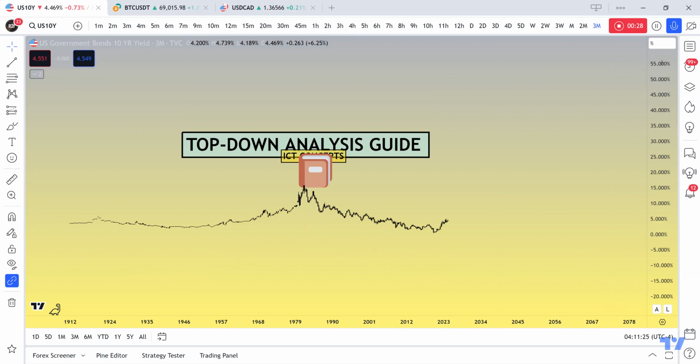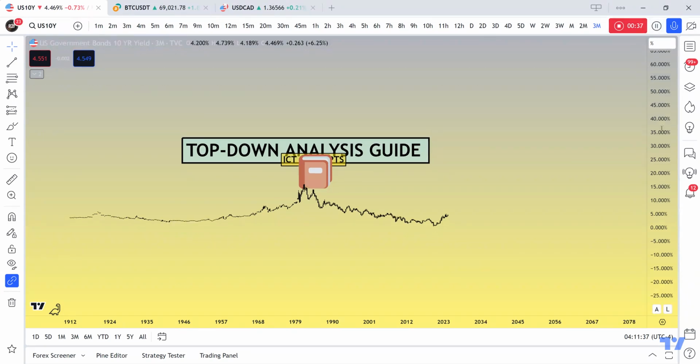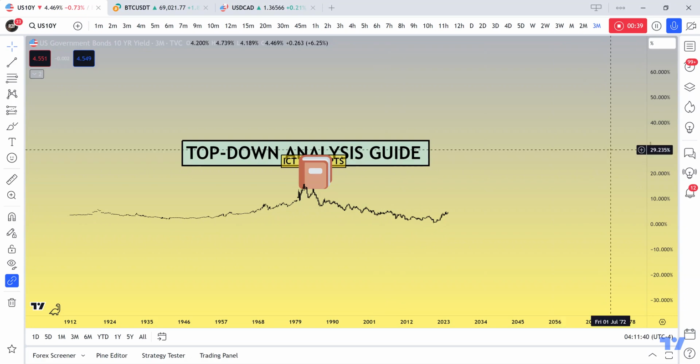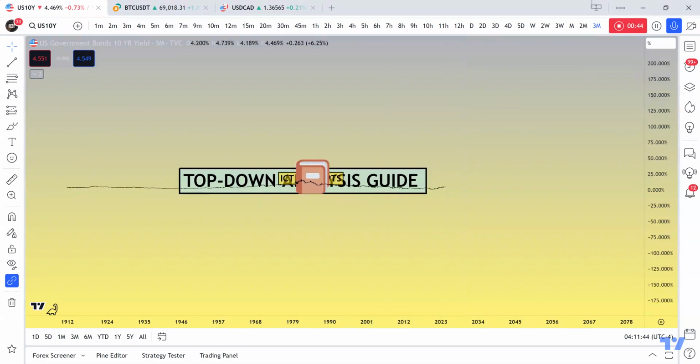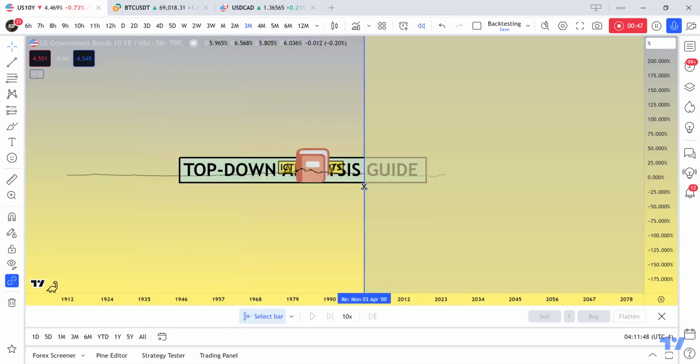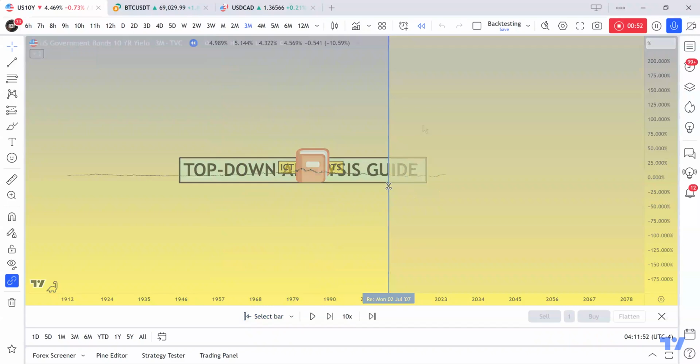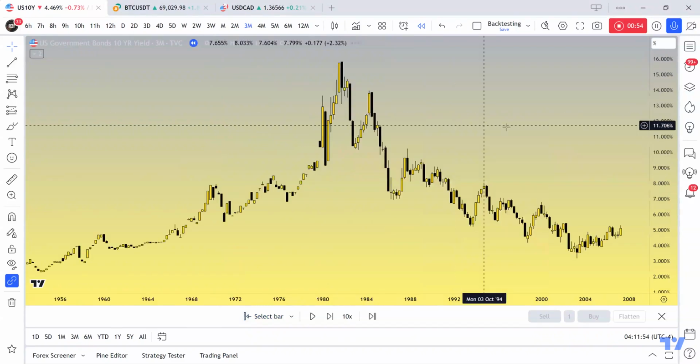I'm starting on the 3-month time frame, by the way, and using the US government bonds 10-year yield from TVC data. I have my daughter with me at the moment, so excuse any weird noises. It goes all the way back really far. Let's not go too far. Let's start from here.